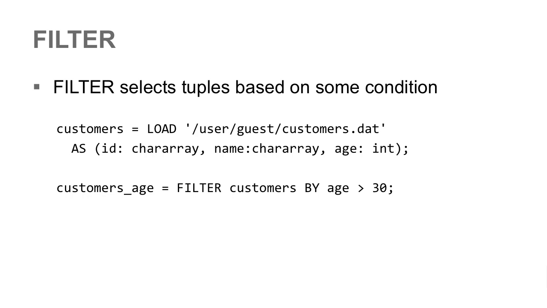For example, imagine that we load some customers, and we provide a schema for these customers where we have the ID, which is a character array or string. We have a name for the customer and age. Let's say we would like to work only with those customers where age is over 30. We will write our filter statement and provide the condition.